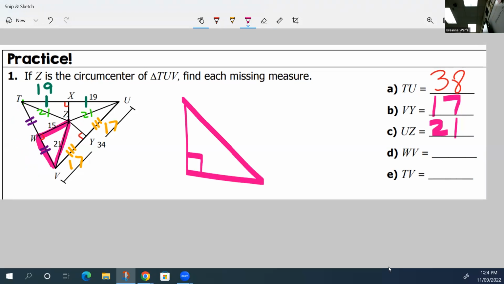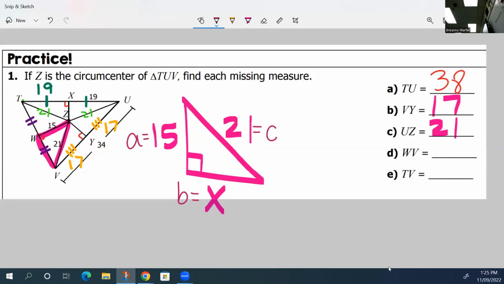We know that the hypotenuse is 21. We know that this side is 15. And so we can solve for the third side because you guys know the Pythagorean theorem. So I'm going to say my side is A, the bottom is B, my hypotenuse is C. And so then I use my Pythagorean theorem to solve for my missing pieces.